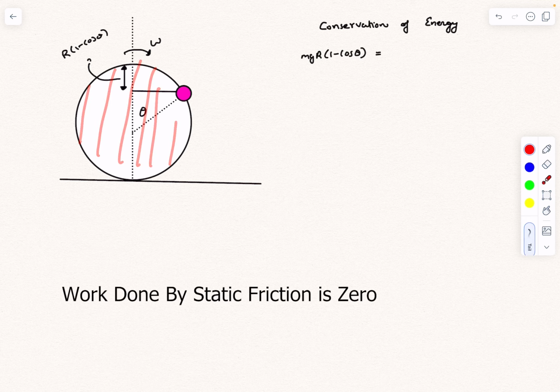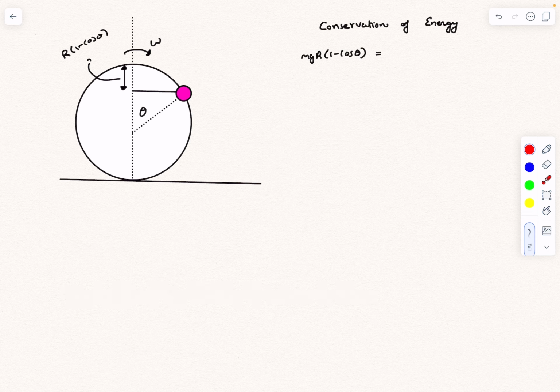Now as we are neglecting the mass of the ring, the KE of the ring we can neglect. So we only have to care about the kinetic energy of the bead. The kinetic energy of the bead I'm going to directly write as half m v1 squared, and here v1 is the net speed of the bead. So we have to figure out the value of v1 in terms of theta.